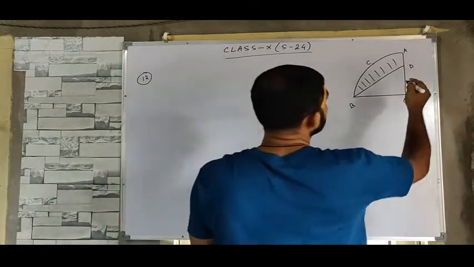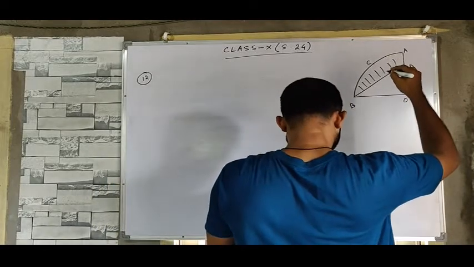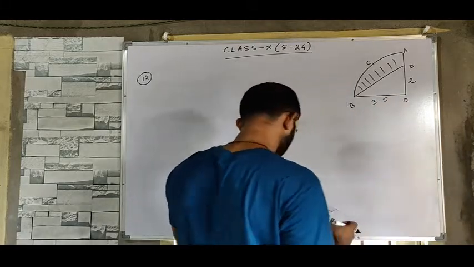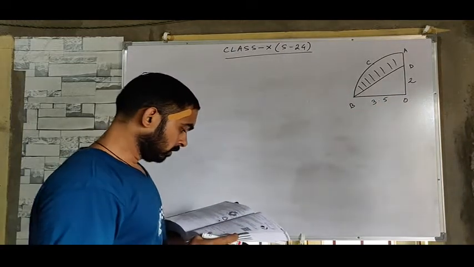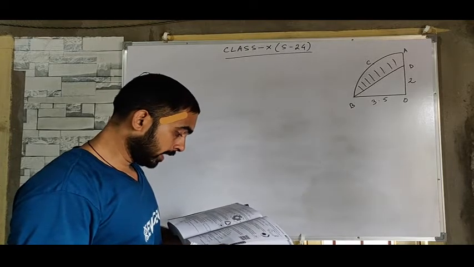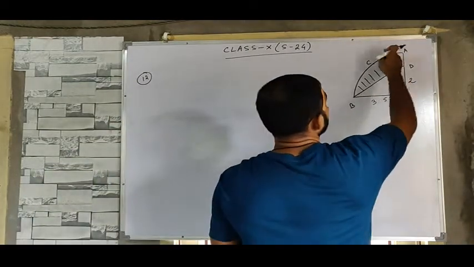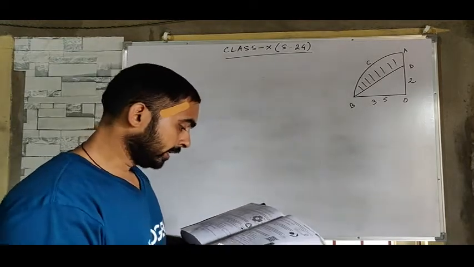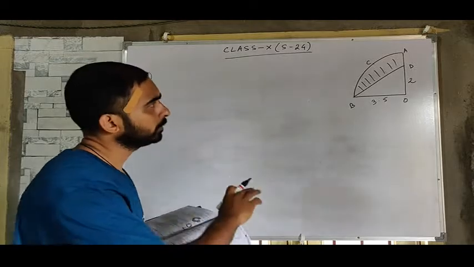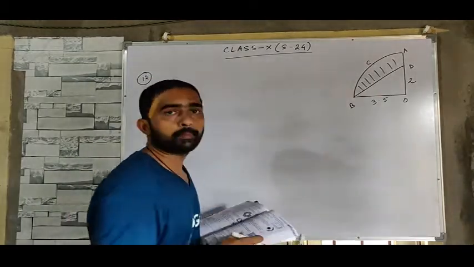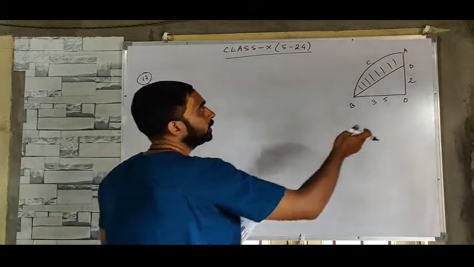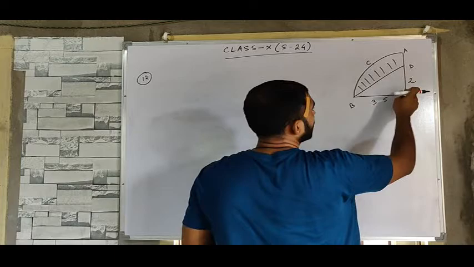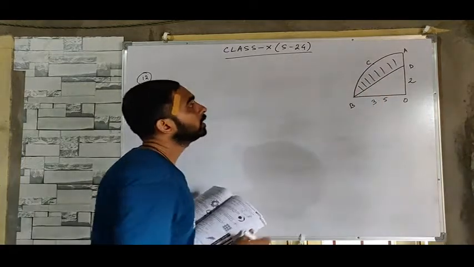Here OD equal to radius 3.5. So first we will find the area of the quadrant OACB. This is the first part: we will find out the area of the quadrant. And secondly, find the area of the shaded portion. Simple question. Area of quadrant formula is 1/4 pi r square, and then to find the value of the shaded portion, we have to subtract the area of this triangle from the area of the quadrant.